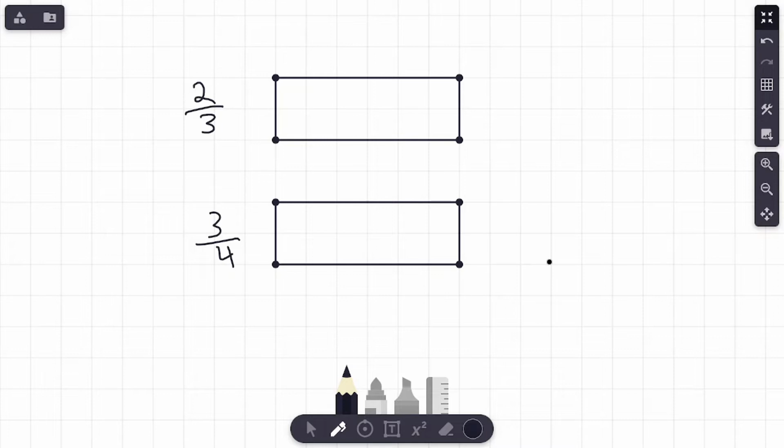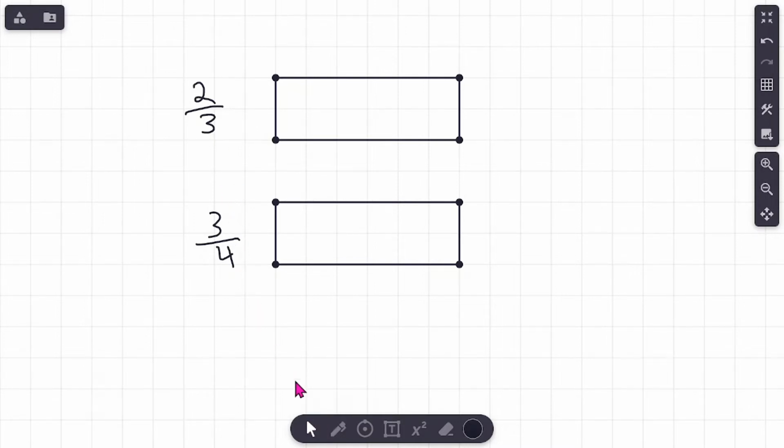What I'm going to do today is show you another strategy to compare fractions, and we are specifically focusing on fractions that have different denominators. If you look at the screen here, I've got the fraction 2/3 and the fraction 3/4. The first thing you probably notice is that the denominators are the same. Or excuse me, the denominators are different.